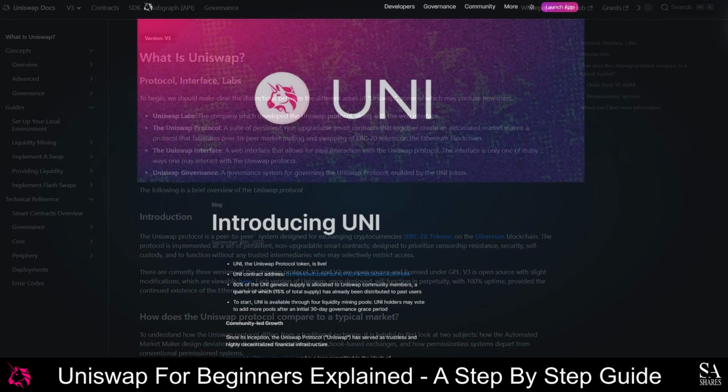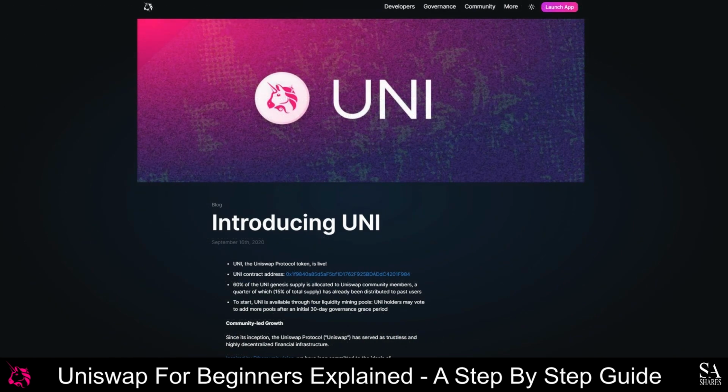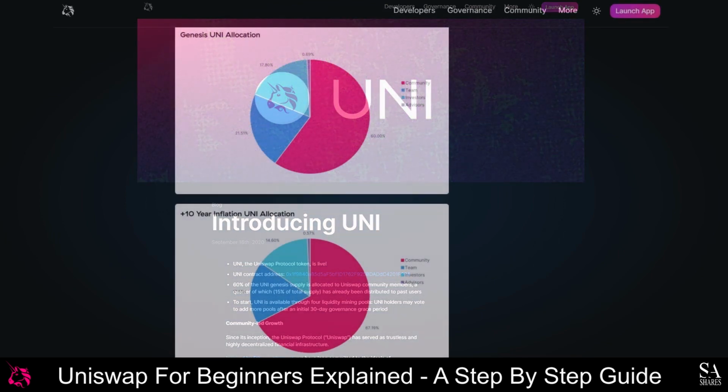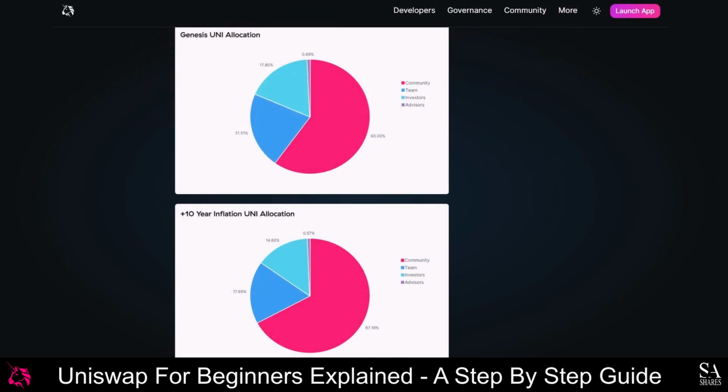There are currently 1 billion Uni tokens available, and they are Uniswap's native tokens that are used for governance. These tokens give holders the right to vote on new developments and changes to the platform, and to decide how minted tokens should be distributed to the community and developers, and also regulates any changes to fee structures.